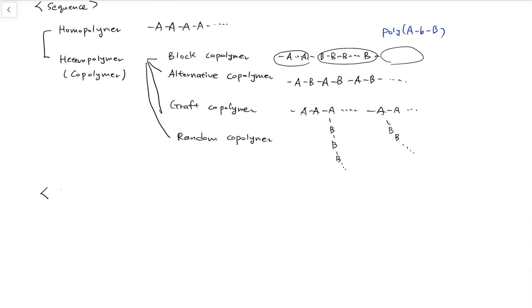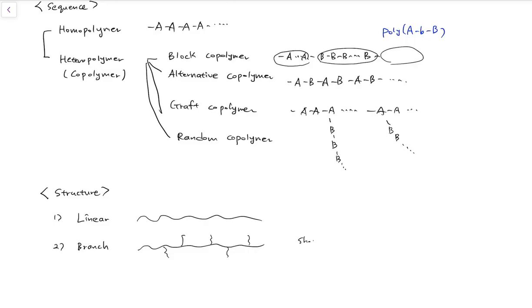Next, based on structure. Okay, so first kind, linear polymer. So basically it has linear structures, a linear arrangement of the polymer chains. Branch polymer, as the name indicates, there are some branches. So depending on the length of the branches, it could be short branch or long branch.